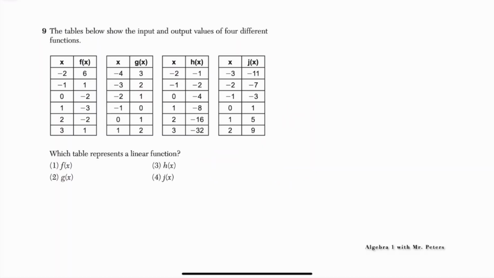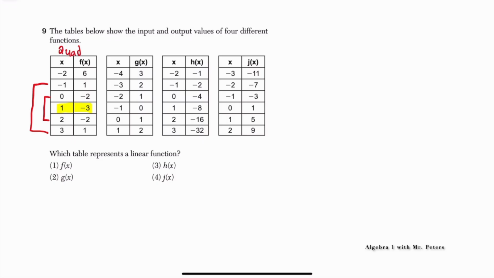Problem number 9 gives us 4 tables of inputs and outputs of different functions, and they want us to determine which one is a linear function. And we have to remember that linear functions are going to have a consistent or constant change in the y. So when we look at our tables, for the first one, f of x, I could tell that this one is probably going to be quadratic because when I look at this 1, 3, that's probably the vertex, and then 0 and 2 share the same y value, and then negative 1 and 3. So I would say that this is probably a quadratic function.